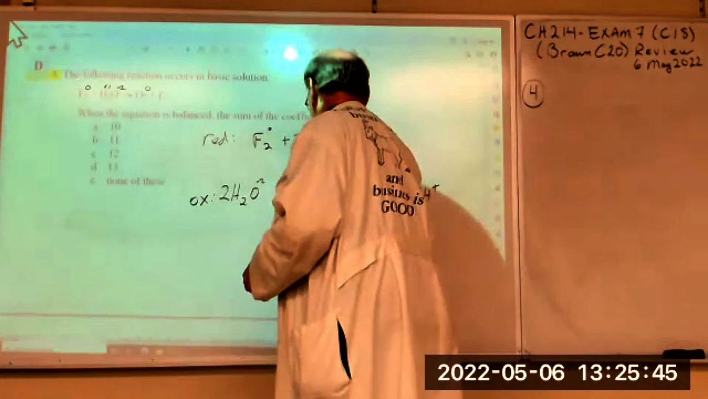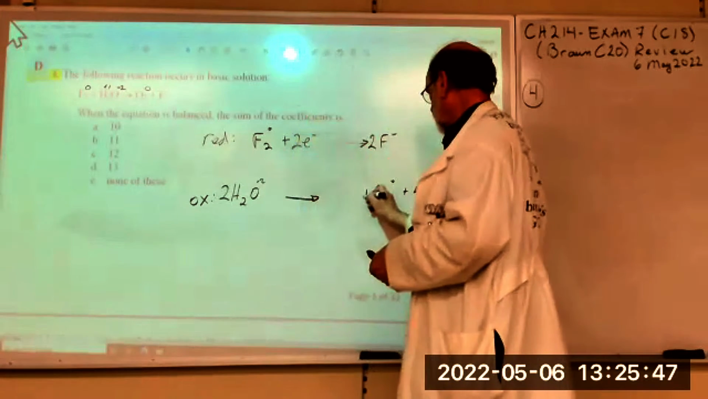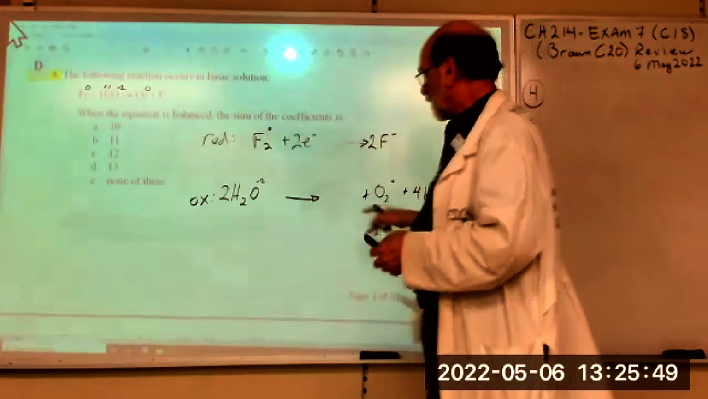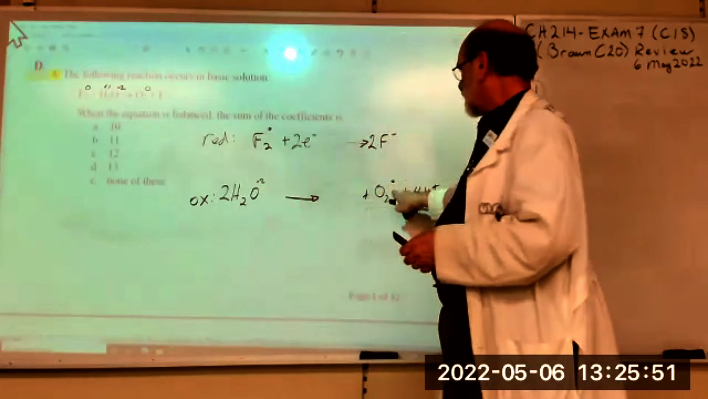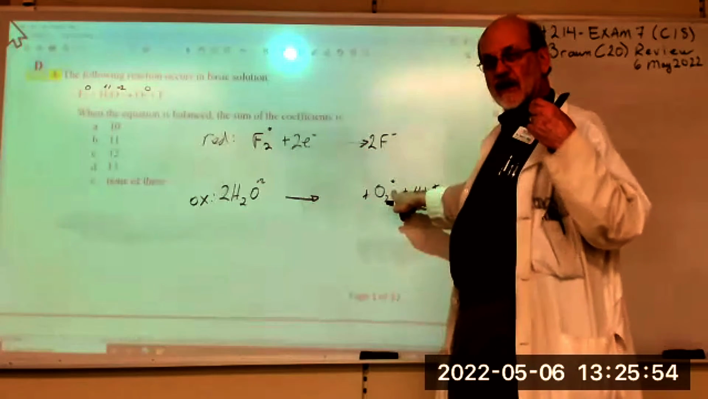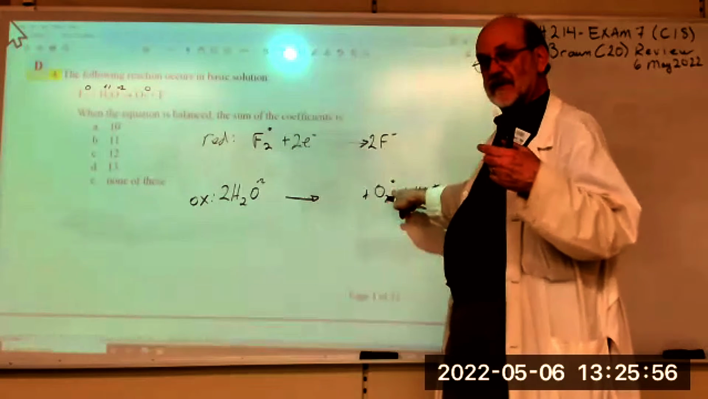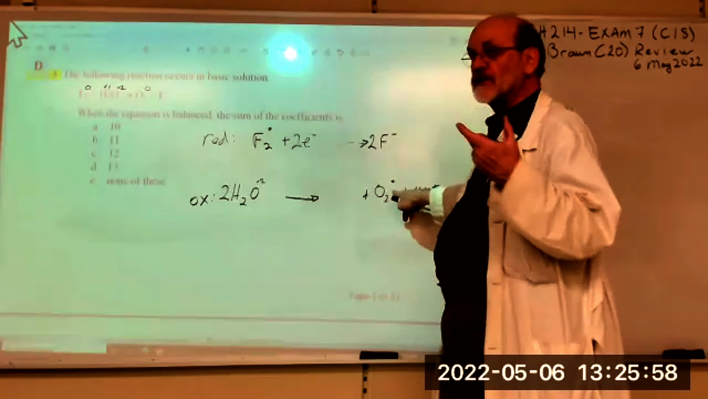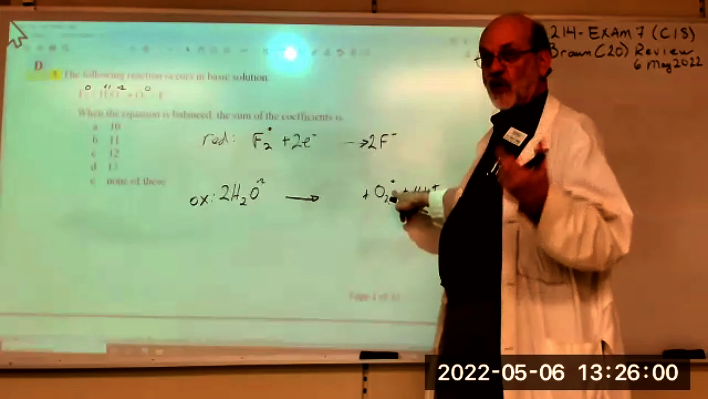Let me do this. I'll put the electrons in here. We went from a -2 to a 0 on oxygen, so that's loss of 2 electrons. But we have how many oxygens? 2. So 2 times 2 is 4.